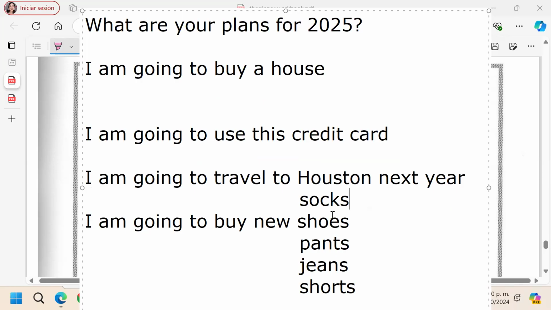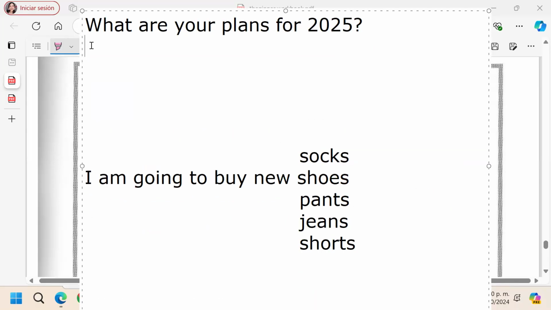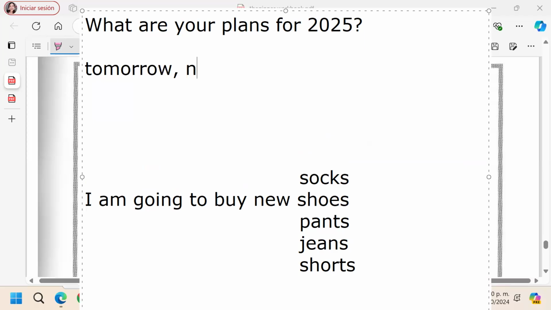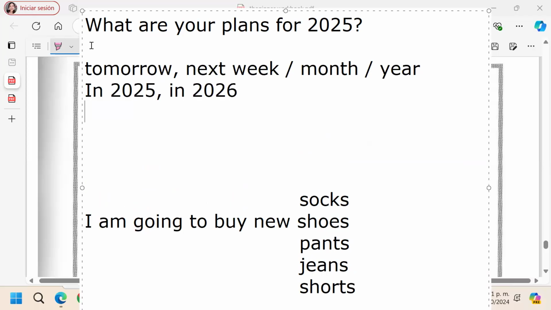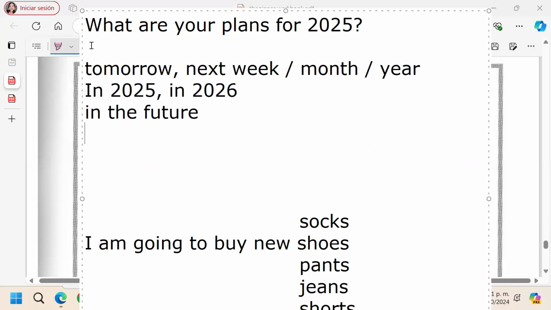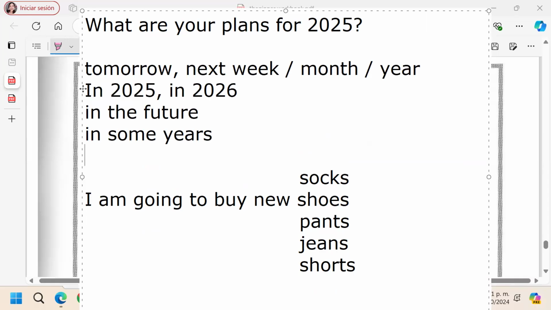When we are using the future, cuando hablen en futuro, es normal escribir tomorrow, next week, next month, next year, or in 2025, in 2026, in the future, in some years. So when you're using the future, it's normal to use these sentences. Es normal que usen estas frases para hablar en futuro. Es muy normal que cuando hagan oraciones las acompañen con alguna de estas frases.